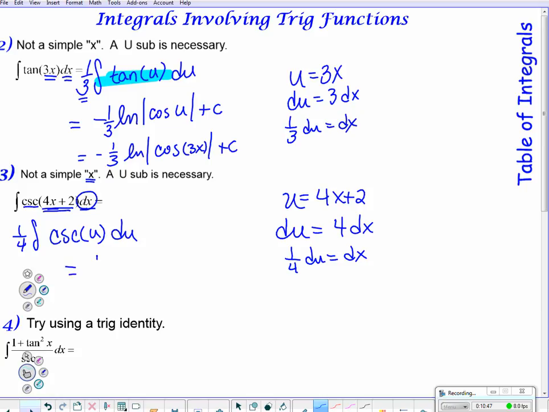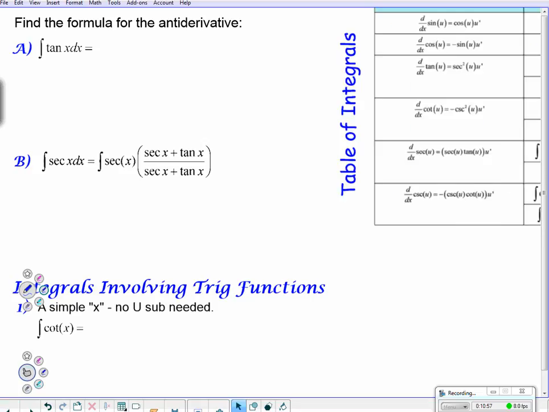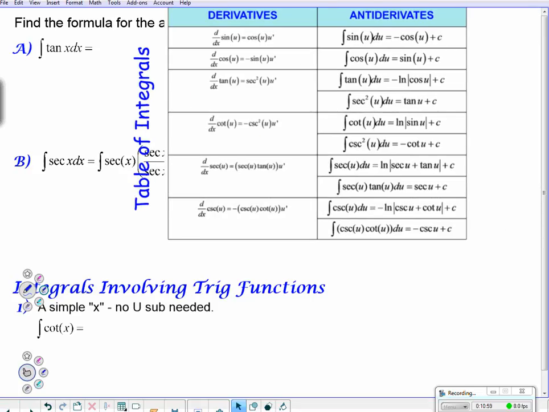The integral of cosecant, you may want to take a peek at that chart. I'm going to scroll back. Oh, I see I've got it right here. Table. We wanted cosecant, didn't we? Right there. It's a negative natural log cosecant u plus cotangent u.